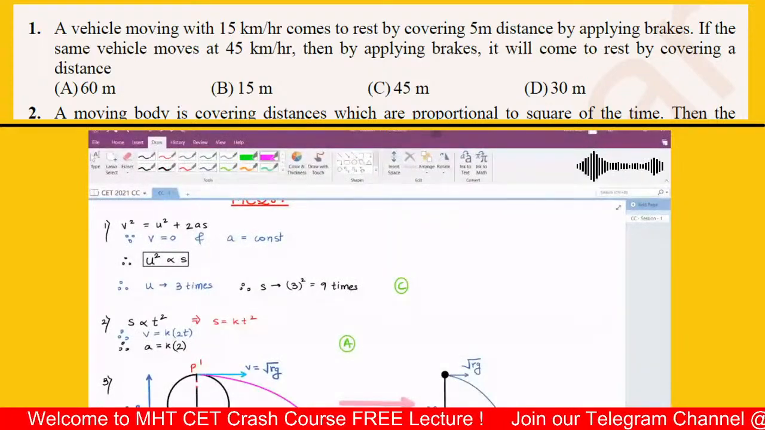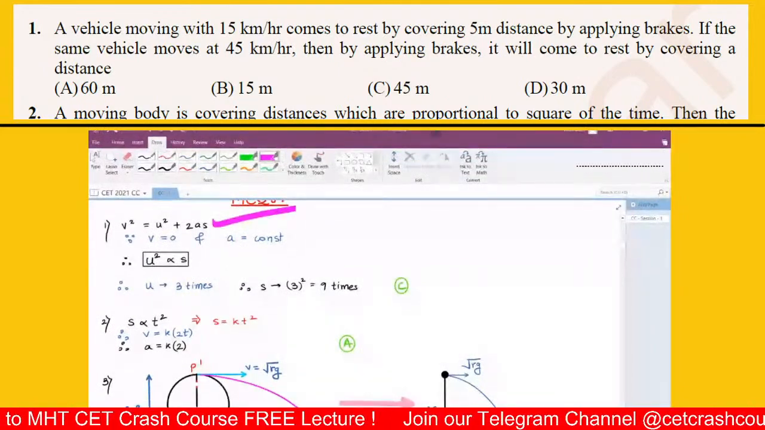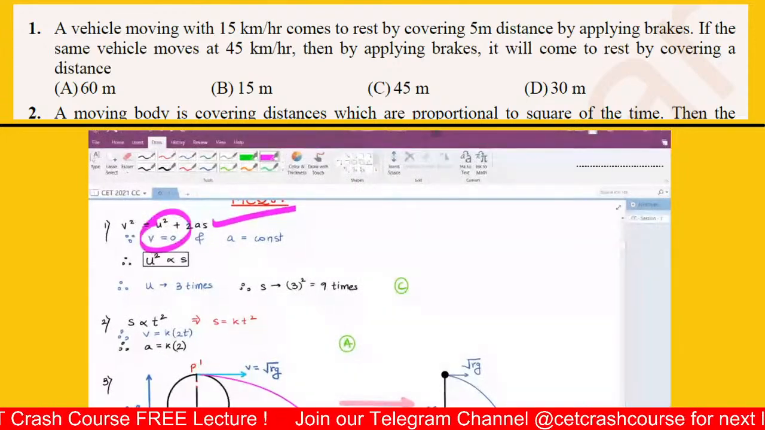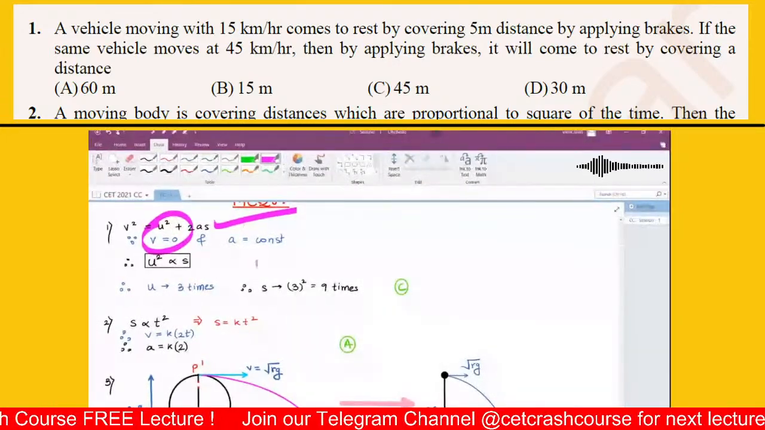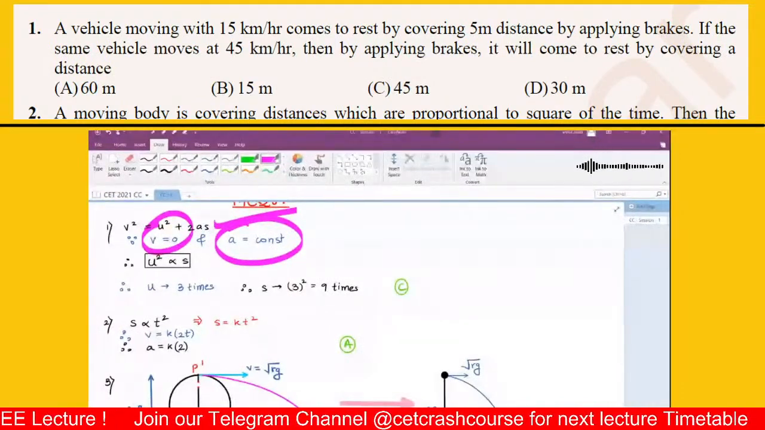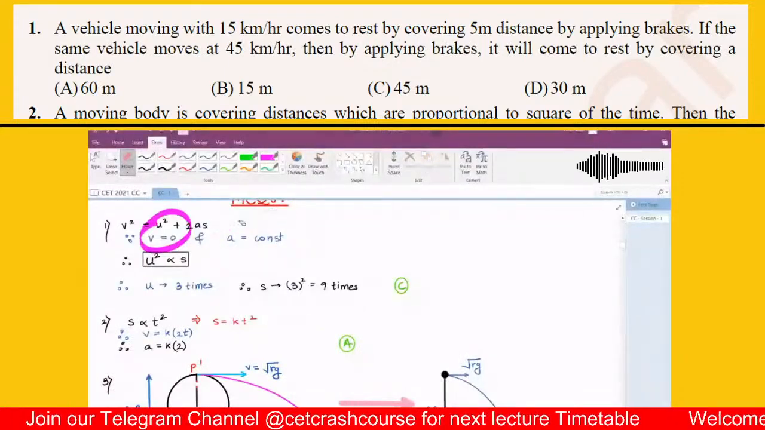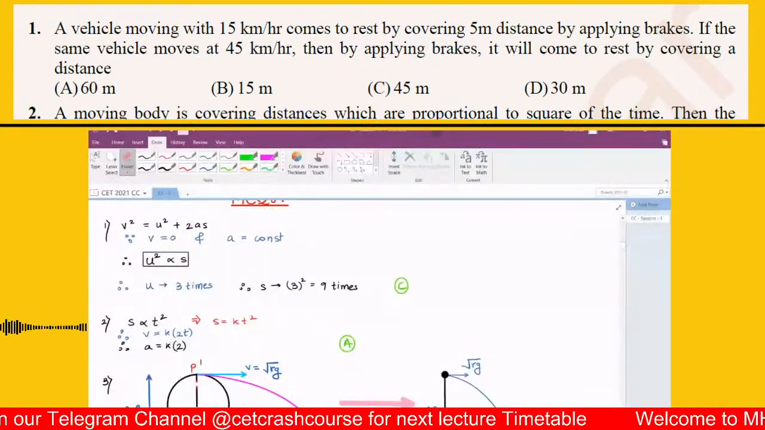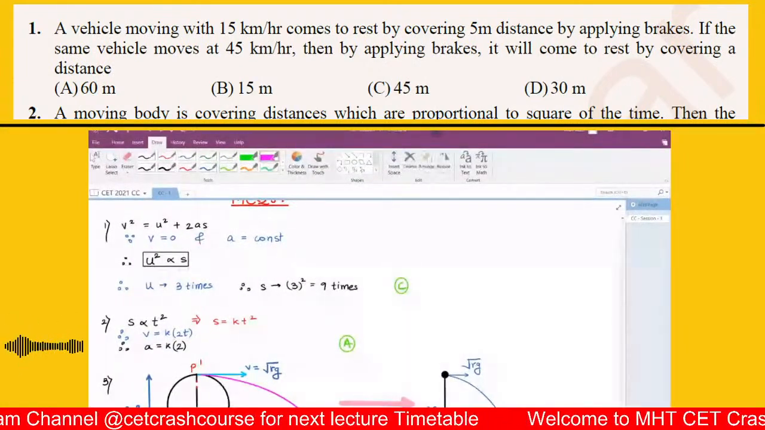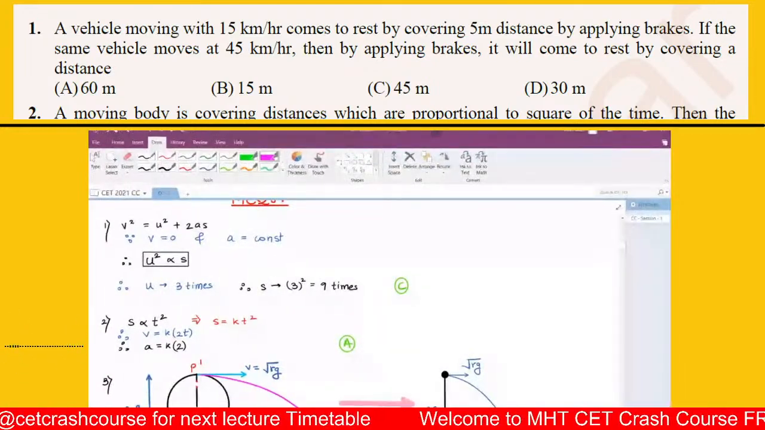So we can start by writing the formula. V square is U square plus 2AS. Then since it is coming to rest, v is 0. And we are using this formula because acceleration is constant. Kinematical equations can be used when acceleration is constant, right? So when you substitute v as 0, you will get u square proportional to distance on rearranging.